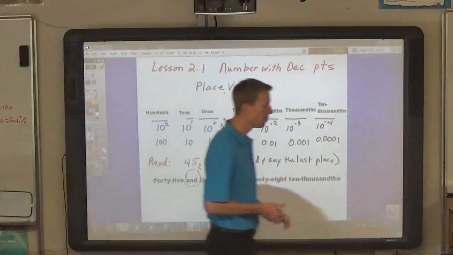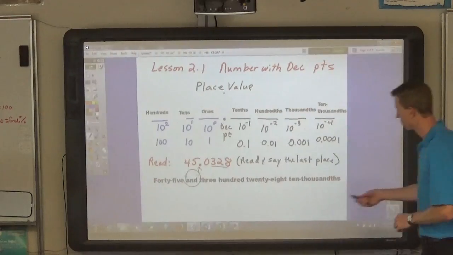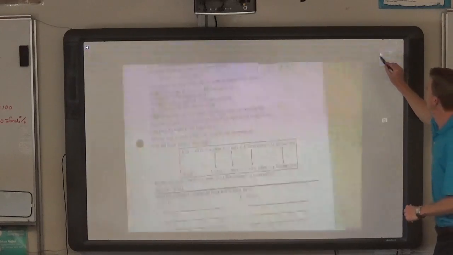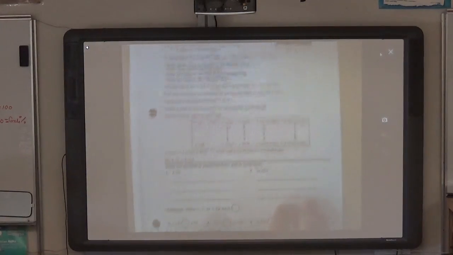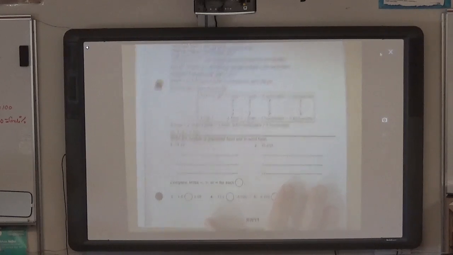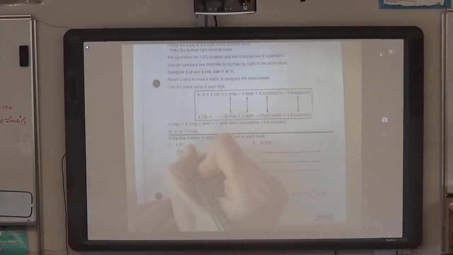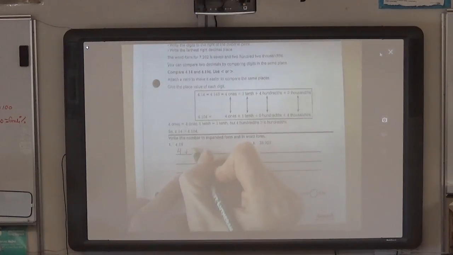And let's go to your assignment and look at what you're going to be doing for today. On your worksheet. So this review is for you. The place values. If we were going to write this in expanded form, we would write this as 4 plus 0.1 plus 0.09.